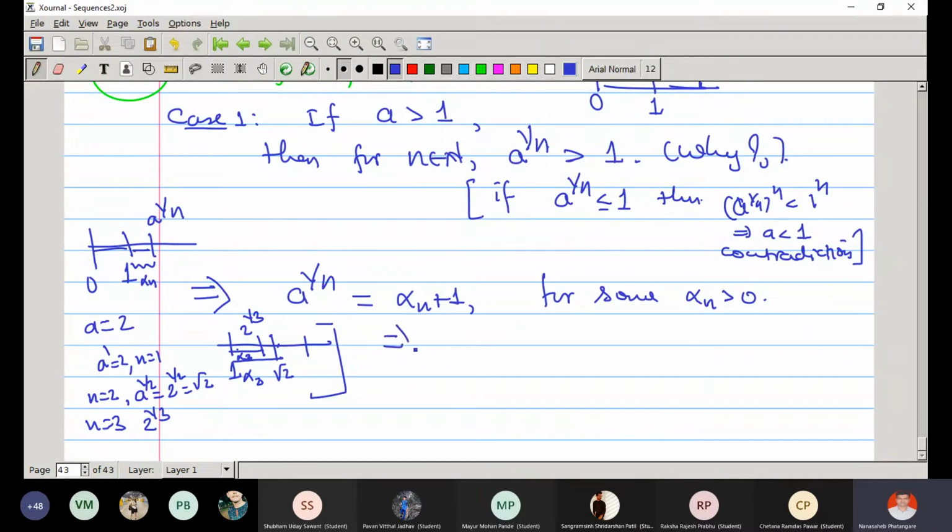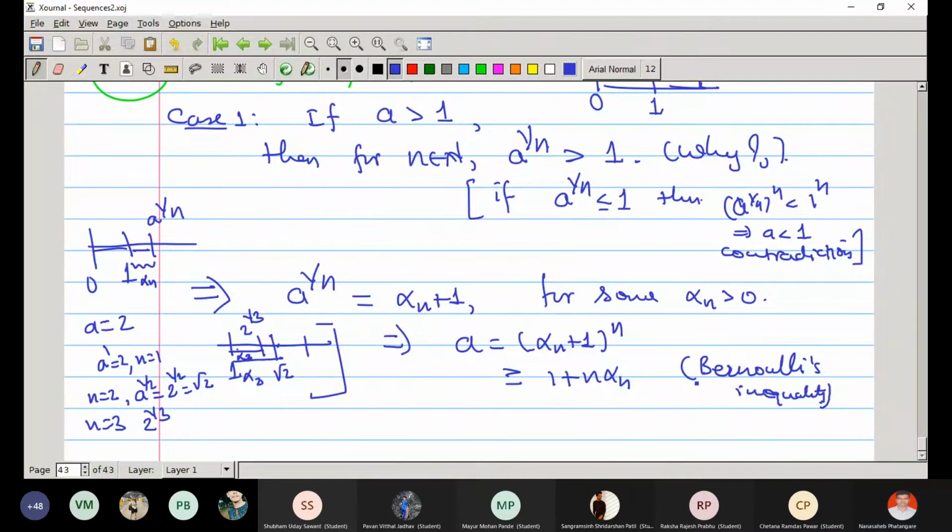Fine. Therefore, if I take n power of both sides, what will happen? A is equal to alpha n plus 1, raised to n. Correct? Can I say that it is greater or equal to 1 plus n times alpha n? By which inequality? By Bernoulli's inequality, this is true for all n.